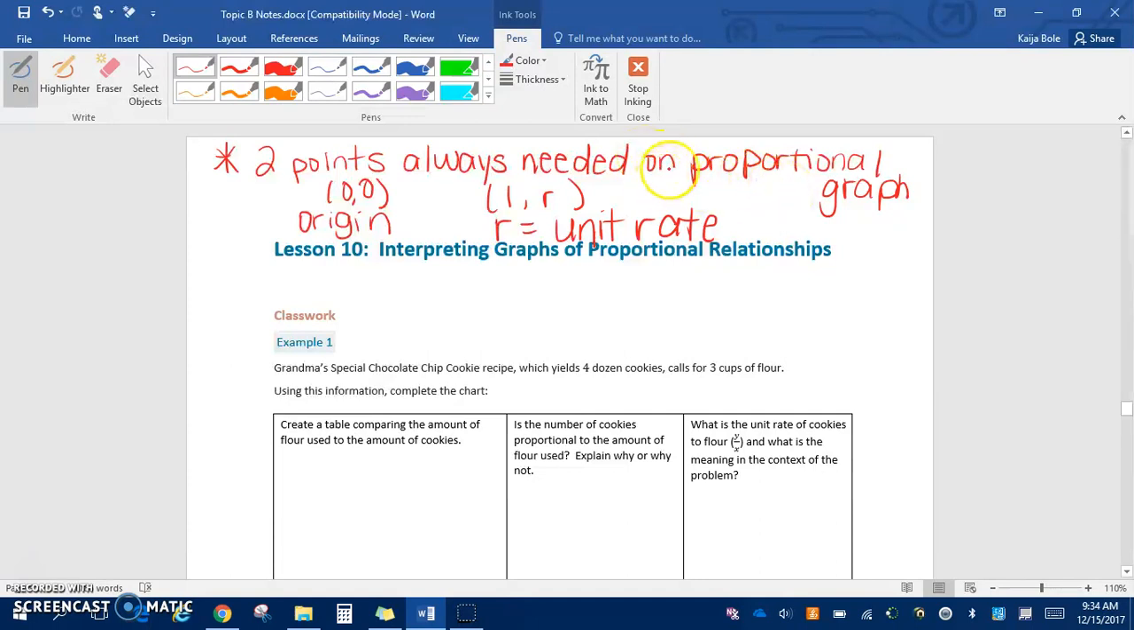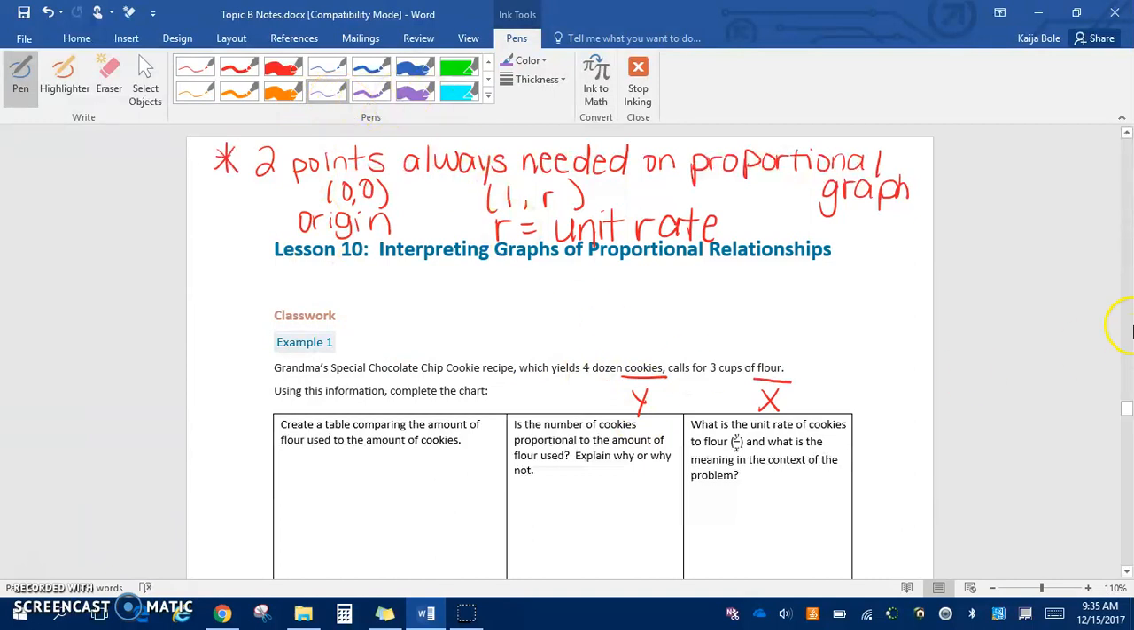So example 1 says Grandma's special chocolate chip cookie recipe, which yields 4 dozen cookies, calls for 3 cups of flour. So using this information, we have to complete all of these boxes. So first we need to figure out our x and our y. And remember, we're talking about x's and y's in terms of inputs and outputs. So our input here would be the flour. So this is going to be x, and our output would be the cookies, which will be y.